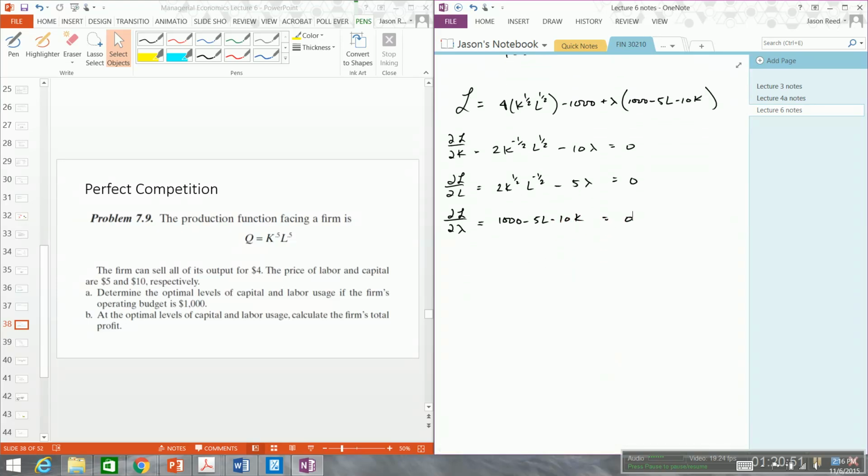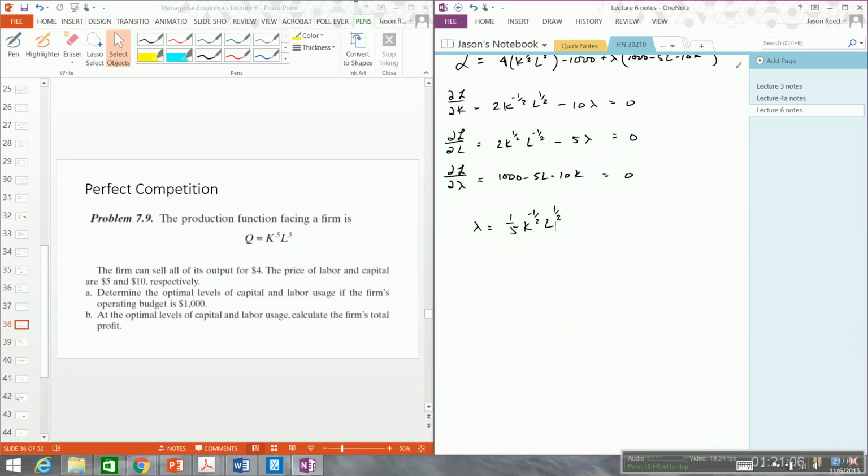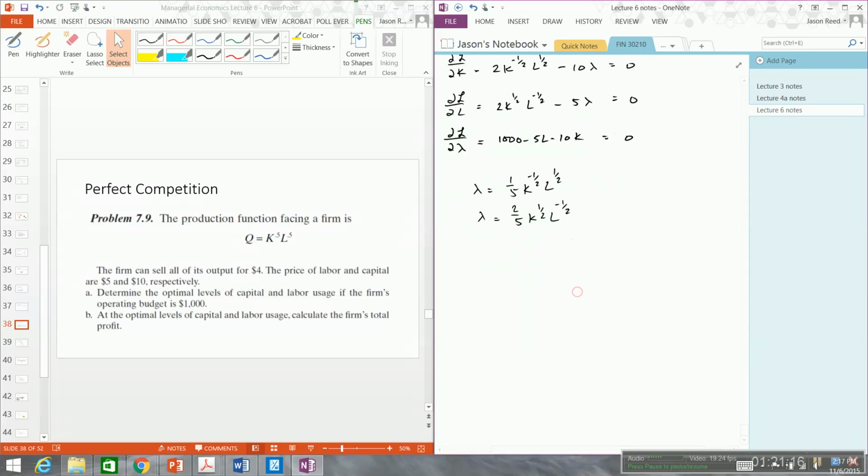So now we can do some algebra. I'm going to take our first equation and divide by 10 and set equal to lambda, so that I have lambda is equal to 1/5 K to the minus 1/2 L to the 1/2. Then I'm going to take our second equation, divide by 5, and set equal to lambda. So I have lambda is equal to 2/5 K to the 1/2 L to the minus 1/2. I'm going to set these equal so that I have 1/5 K to the minus 1/2 L to the 1/2 is equal to 2/5 K to the 1/2 L to the minus 1/2.